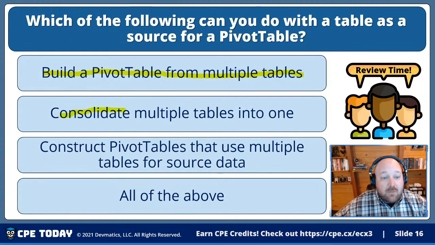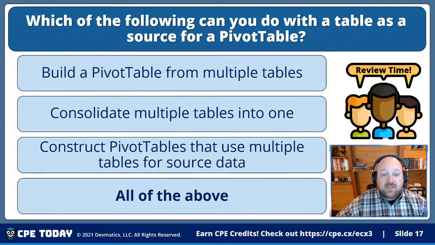We can consolidate multiple tables into one using VLOOKUP, Power Pivot, a couple different approaches. Again, we're going to look at that in our data modeling section. Okay, we can construct pivot tables that use multiple tables for source data. Yes. So the answer here is all of the above. We can do all of these and more with our tables.